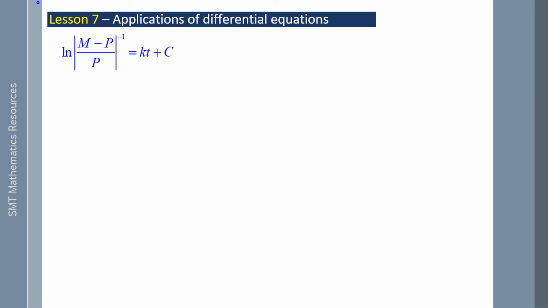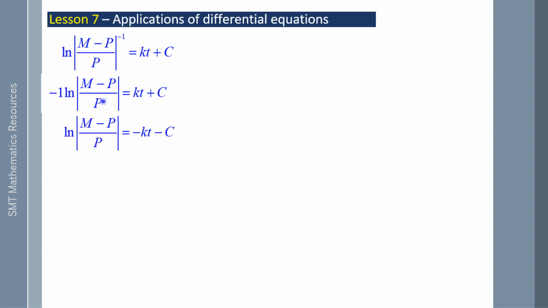And this next step, I've now written it as m take p over p instead of p over m take p. I've raised it to the power of -1. Using our log laws, I can now write that as -1 lots of that natural log of this. I'm then going to multiply both sides by -1, which is now I have negative kt take c. I can use my log laws, that's log base e, so therefore it's e to this power equals m take p over p.